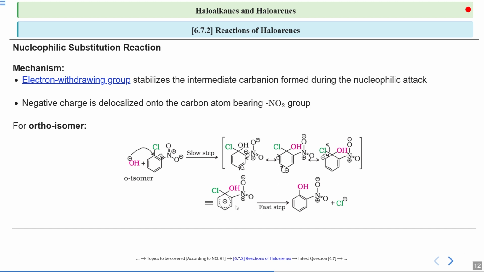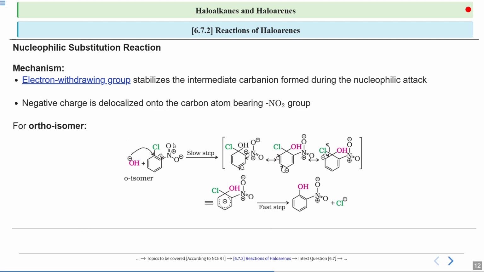And after that, after the removal of chlorine, this is a very fast step. Chlorine will be removed and you will get your stable product, where at the para position we have hydroxyl and at the ortho position we have the NO2 group, and the chloride ion is removed from the reaction. This is a fast step. Okay, so what is happening?